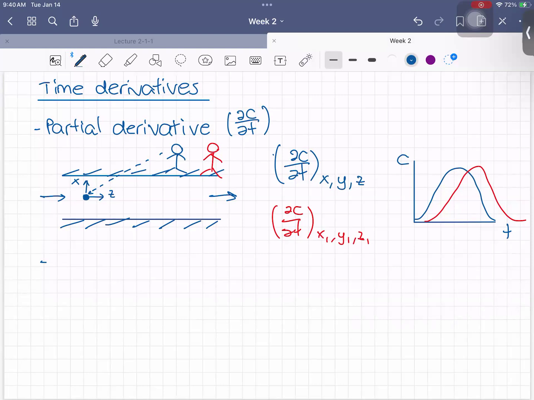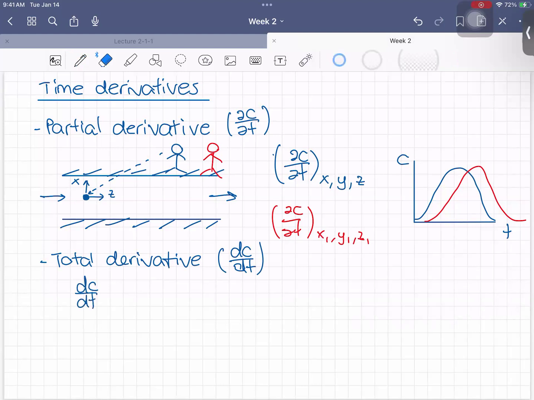The other one is total derivative, which is dc by dt. Okay, so in this case, it will be a different case.